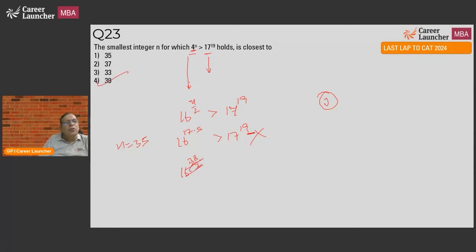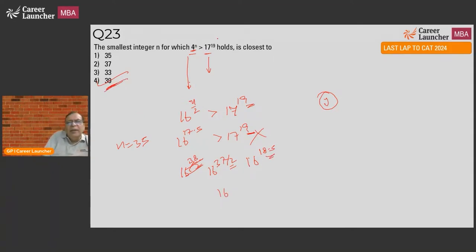You could check the other choices also. 16 to power 37 by 2, sorry, it's going to be 16 to power 18.5, which will again be less than 19. Okay? 33, 35, 37 all fall short. That means my answer should be greater than 18.5. The only choice possible is here. So you can mark the answer as choice 4 straight away.